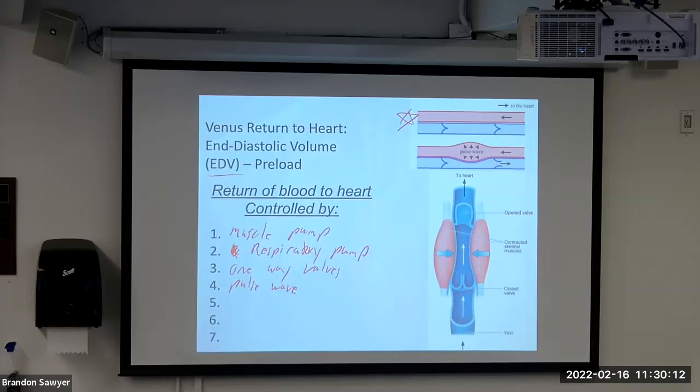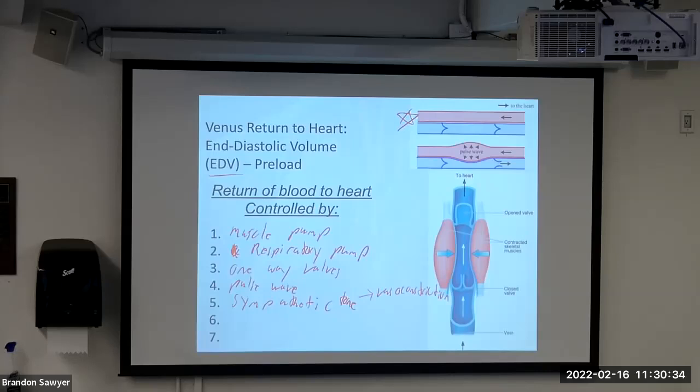Okay. And then the other big one that's really going to help us is sympathetic tone or just activity. So it means when we start exercising, we activate our sympathetic nervous system, right? That's going to cause vasoconstriction.